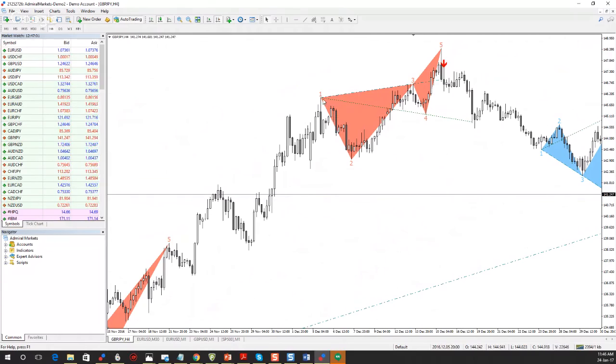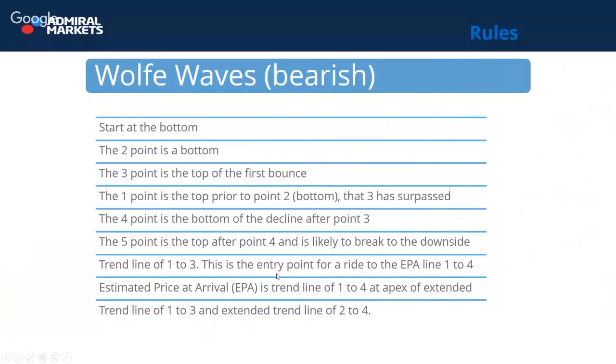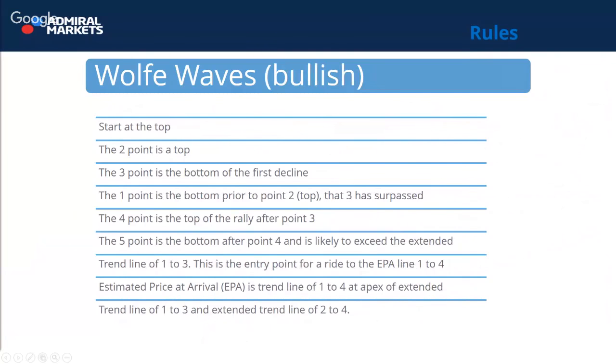So we need to break the 1 to 3 trend line. Okay, this is the 1 to 3 trend line. At the break of the 1 to 3 trend line, the price will usually go to the 1 to 4 estimated price of arrival. You see here, the price has broken through this trend line, and it went 200 pips in profit. So these are the rules for the bearish Wolfe Wave. And this is the rules for the bullish Wolfe Wave.